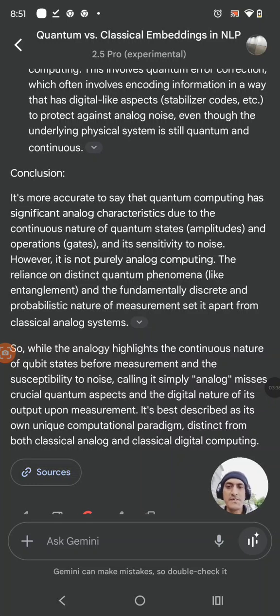So, there you have it. Quantum computing has significant analog characteristics, but it is not purely analog computing. Not at all. Alright.